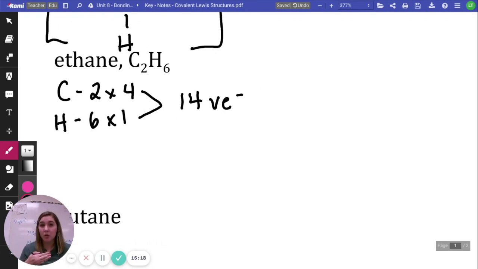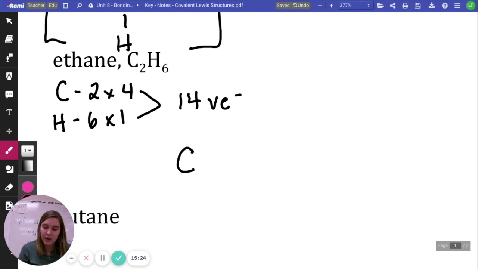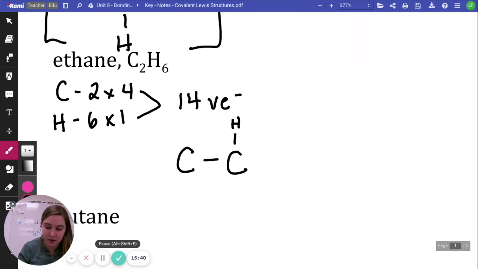Okay, so carbon is always my central atom, but here I have 2 carbons. So when I have multiple carbons, what I'm going to do is bond those carbons together and then put everything around them. Okay, so we have 6 hydrogens, so 3 for each carbon. So we're going to go ahead and bond them on there.